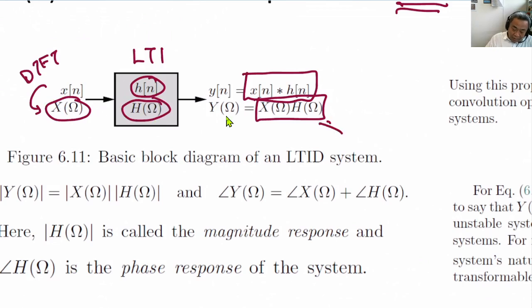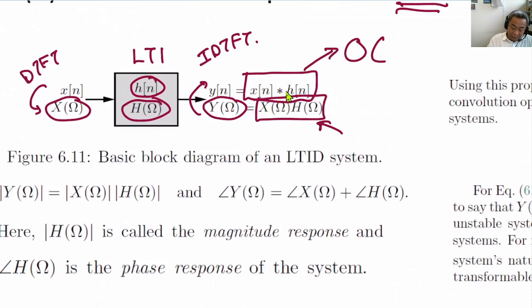We can then simply multiply x of omega and h of omega to get y of omega. Y of omega is the discrete time Fourier transform of y of n. If we only have y of omega and we want to get y of n, it's nothing but the inverse discrete time Fourier transform. We do all this because convolution here is very expensive. It's big O of the length of the sequence squared. And here it is big O of n log n. So this is much smaller computationally than this.